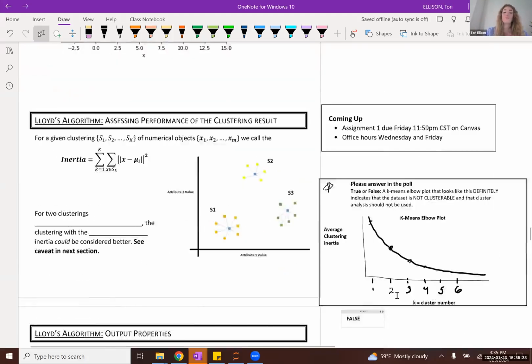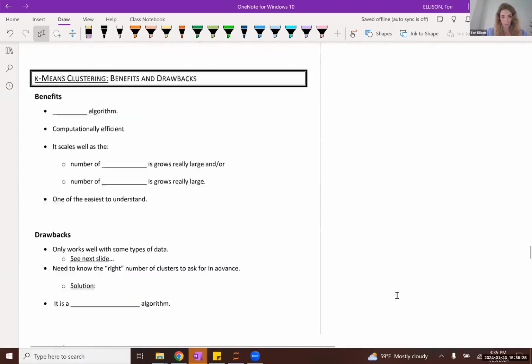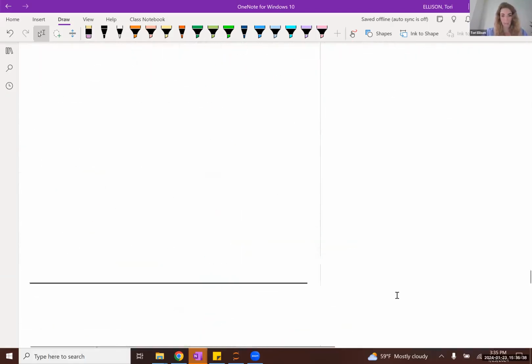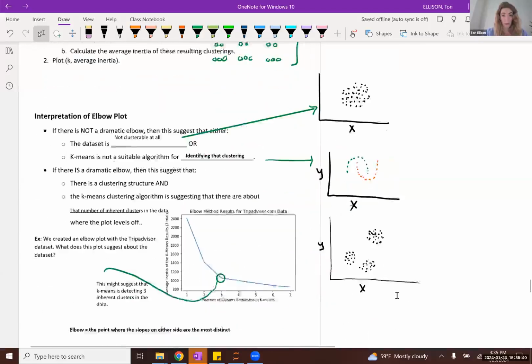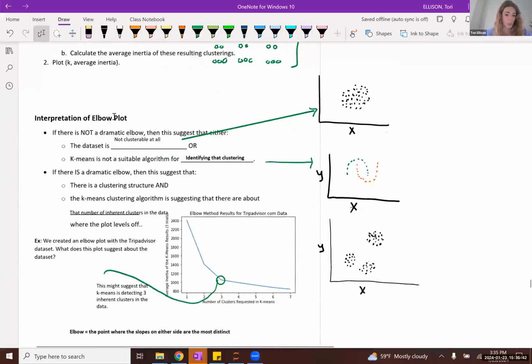But there are actually two potential things that could be going on if we do not see a k-means elbow, or excuse me, a strong elbow. It could be the case that the data set is simply not clusterable at all, so it's basically just a blob with no meaningful separations. On the other hand, it could be the case that there is a clustering structure in the data set, so maybe something like this, but it happens to be a clustering structure that k-means is not effective at identifying.